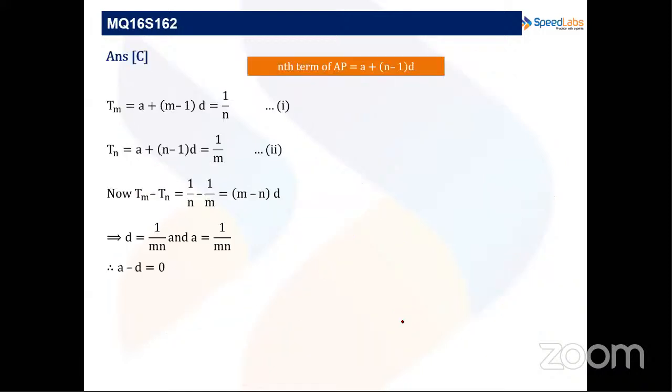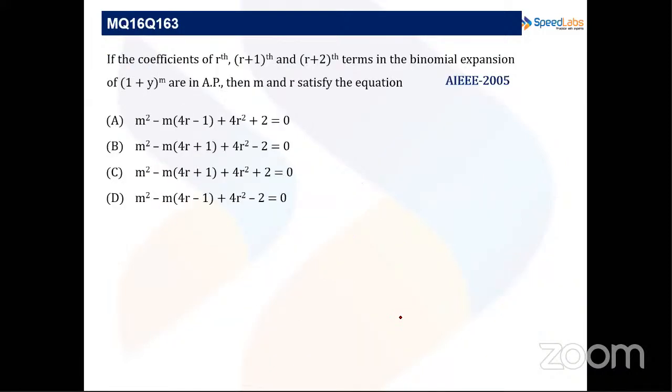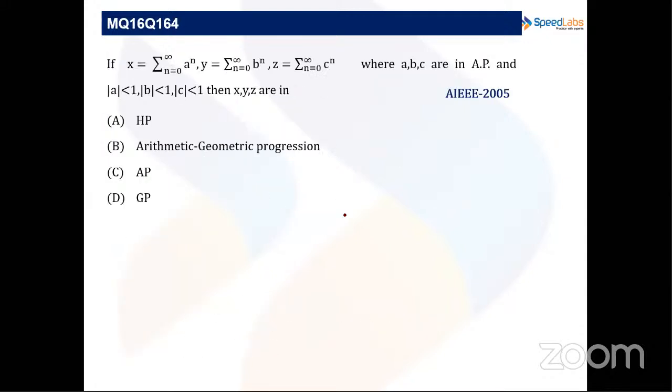Moving to the next question. If the coefficients of the rth, (r plus 1)th and (r plus 2)th terms in the binomial expansion of (1 plus y) to the power m are in AP, then m and r satisfy the equation. We have already covered this question in our binomial theorem, so we are not going to do it again. Just remember, its answer is B. Okay. Moving to the next question.